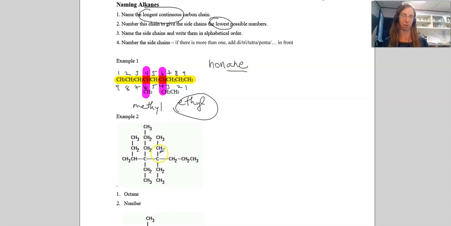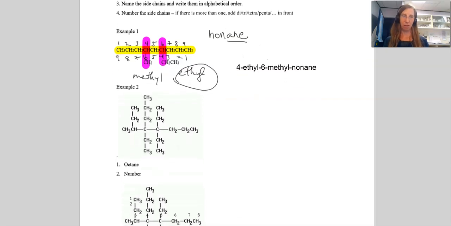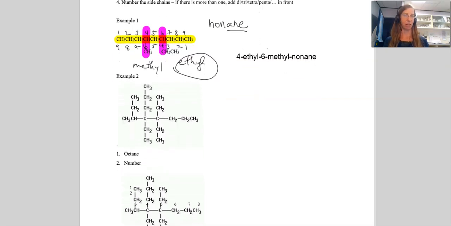We'll see in this one they won't be the same. And we need to write those numbers in the name. So finally, the final name is 4-ethyl 6-methyl nonane. So we've got where the ethyl is, where the methyl is, and how many carbons long the main chain is. And E comes before M because of alphabetical order. That is the main idea. You'll be using this again and again and again.